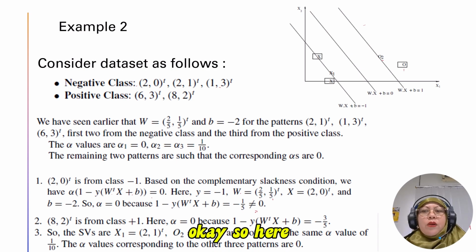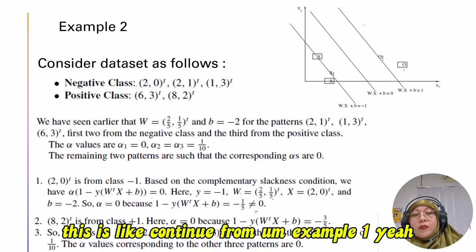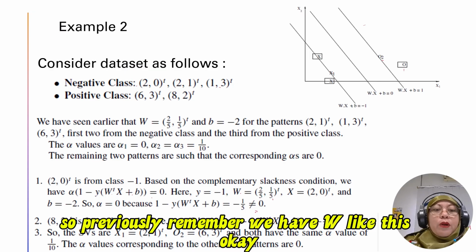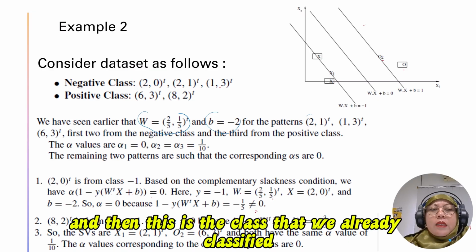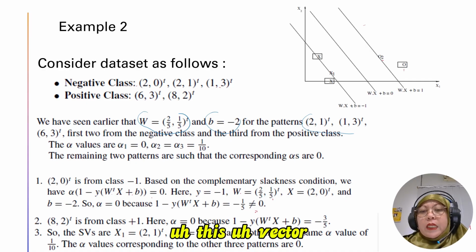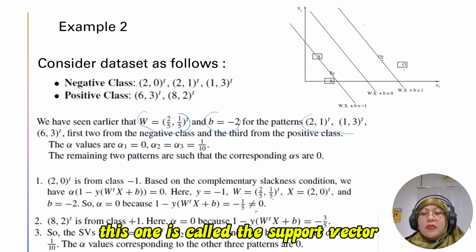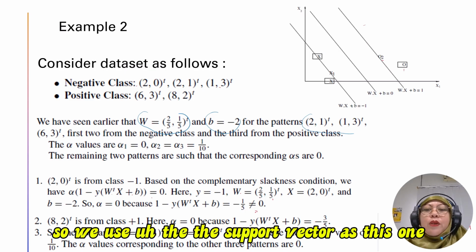Okay, so this continues from example 1. Previously, remember we have W like this, and then we have B, and then this is the class that we already classified. This vector is called the support vector because we use it to classify. So we use the support vector as this one.